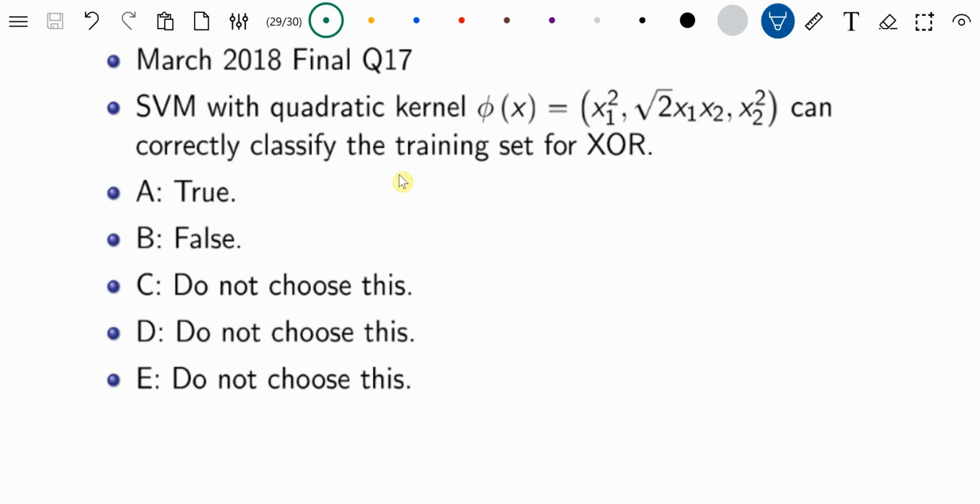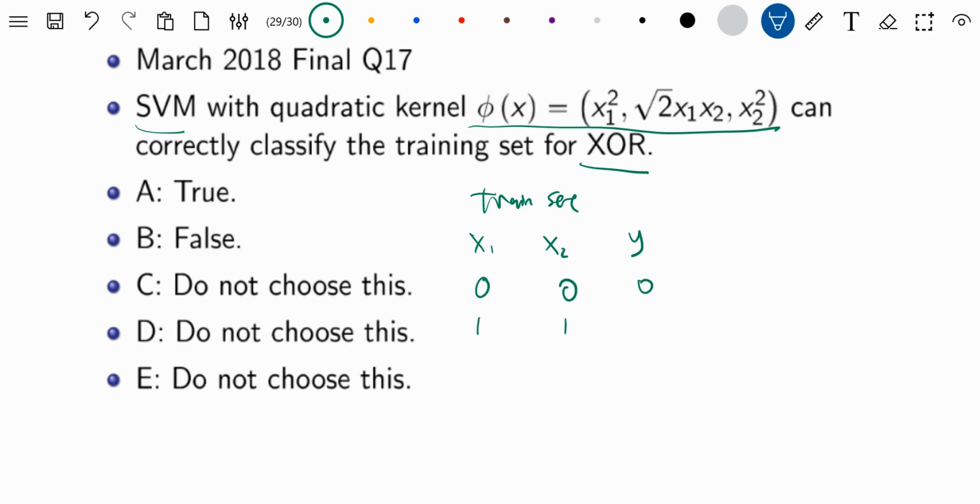So here the question is asking, can a support vector machine classify the XOR training data set given this kernel? So we first write down the training set. The training set for XOR is x1, x2, and say y. (0, 0) is 0, (1, 1) is also 0, (1, 0) is 1, and (0, 1) is 1.